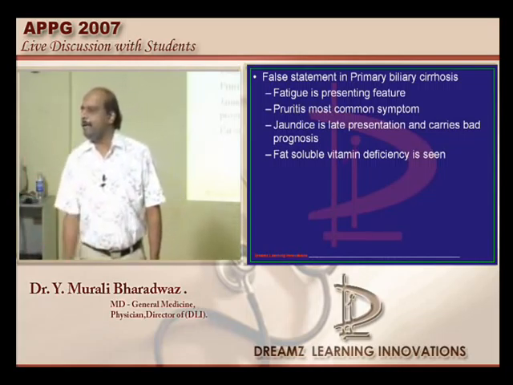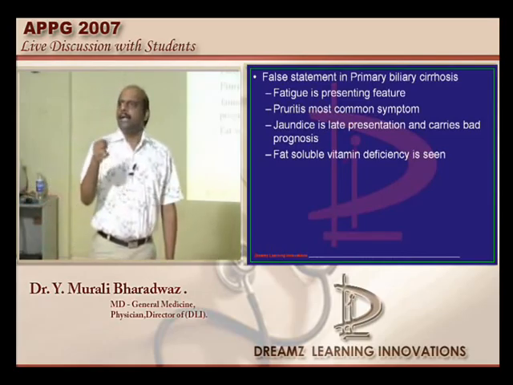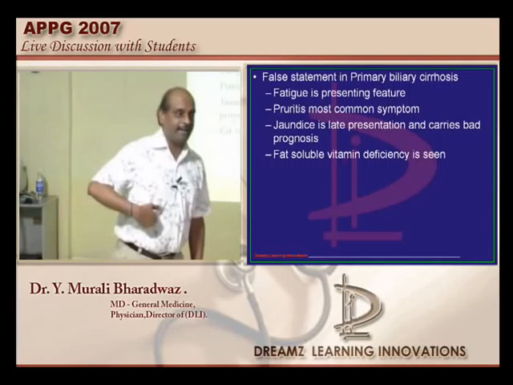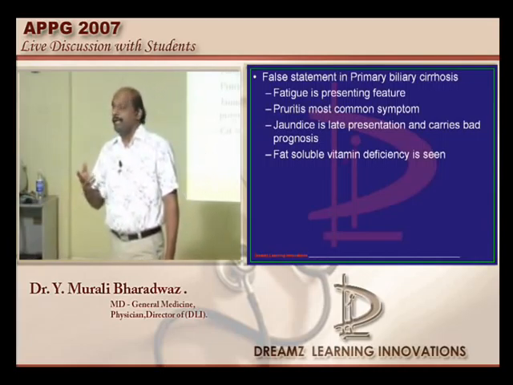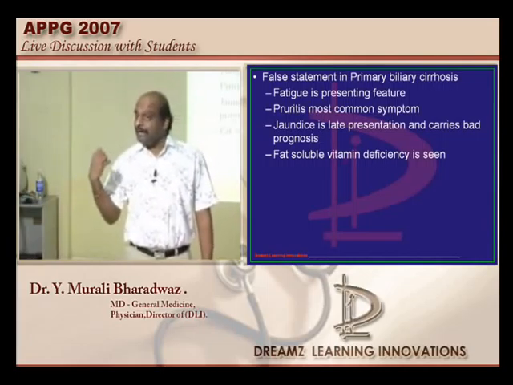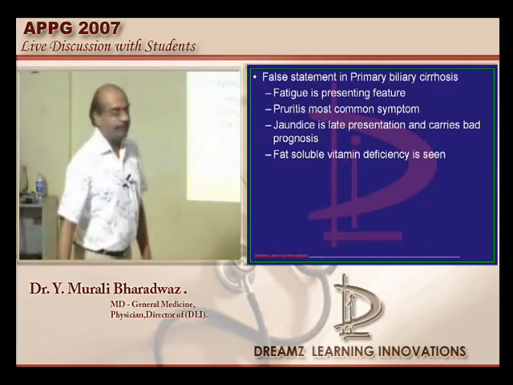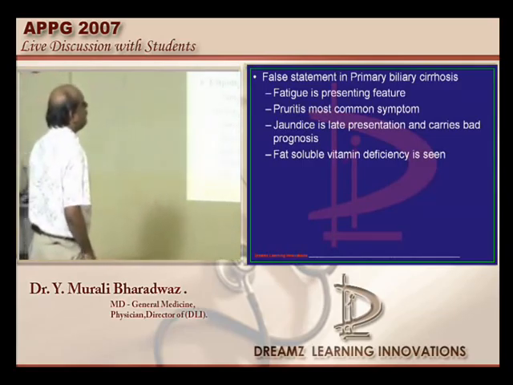Why is it called primary? If you do the ultrasound, there are no stones in the biliary tract. In spite of that, there is a cirrhosis developing. If the stones are there in the biliary tract and they led to the development of cirrhosis, then it is called secondary biliary cirrhosis. So now let us talk about primary biliary cirrhosis.